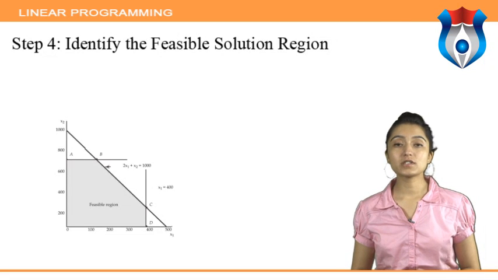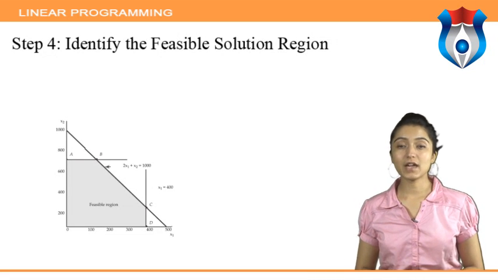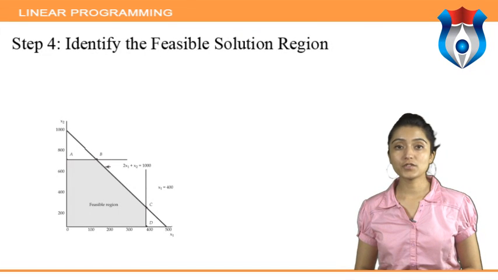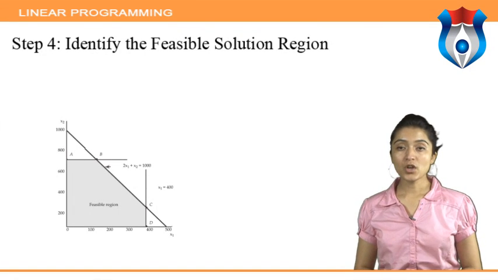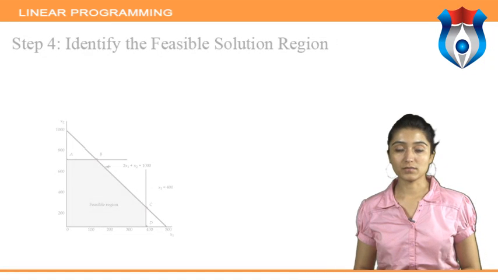Step 4. Identify the feasible solution region. The feasible solution region represents the area on the graph that is valid for all constraints. Choosing any point in this area will result in a valid solution.